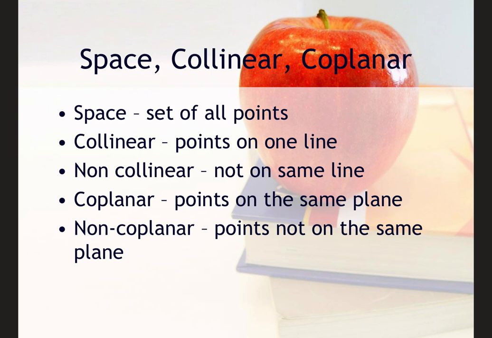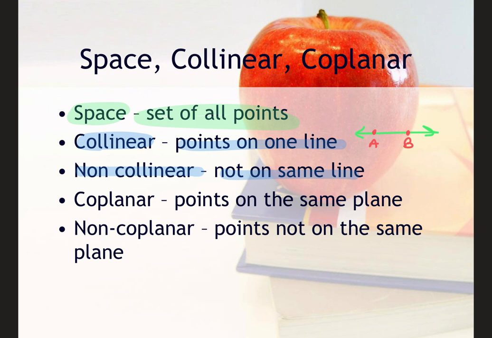Okay, some more vocab. Space is the set of all points. So everything you can see, length, width, height, and all the space in between. Collinear are points that lie on one line. So if I've got a line and I've got 2 points on that line, those would be collinear.